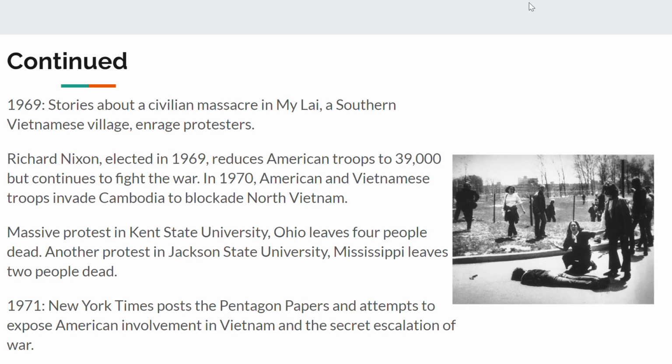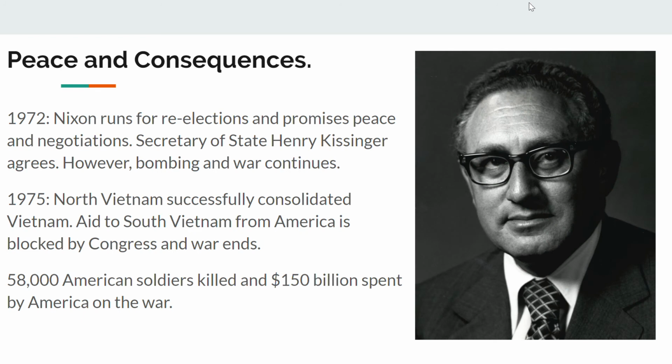In 1971, the New York Times posts the Pentagon Papers and attempts to expose American involvement in Vietnam and the secret escalation of the war. And so finally, peace talks come to the table. In 1972, Nixon runs for re-election, and he promises peace and negotiations, and his Secretary of State Henry Kissinger also agrees with this. However, it's not until 1975, when North Vietnam successfully consolidates Vietnam, that Congress finally blocks aid and funds to the American war in Vietnam.